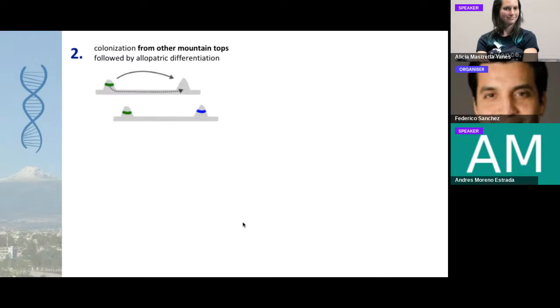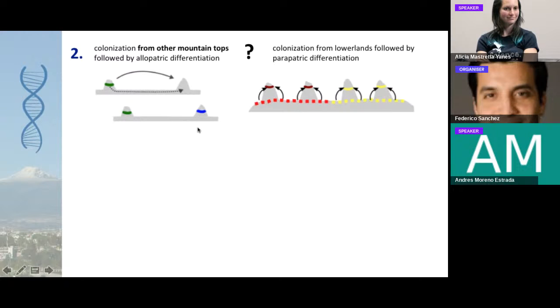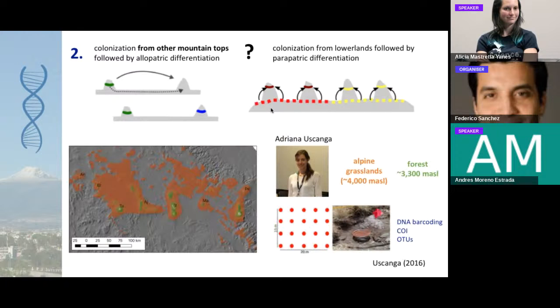For the second question, I wanted to ask whether colonization occurred from other mountaintops. This could be from long-distance colonization or through the glacial areas, as we have discussed before, followed by allopatric differentiation. Or alternatively, if colonization occurred from lower lands, followed by parapatric differentiation. To test this, Adriana Oscanga did her master's thesis with Daniel Piñero and me. And she sampled these 7 sky islands in alpine grasslands and forests at different elevations. And she sequenced, with Sanger sequencing, each of the specimens we found of different Coleoptera and spider species.